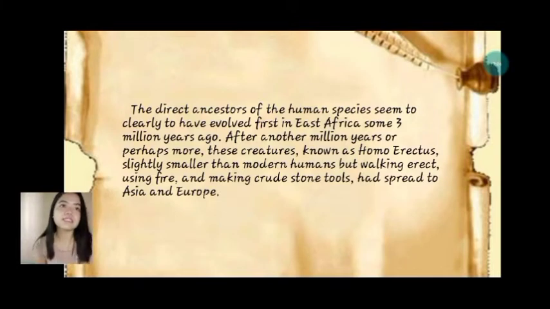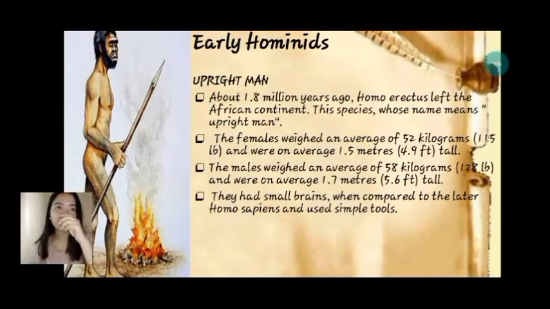So, the direct ancestor of the human species seems clearly to have evolved first in East Africa some 3 million years ago. After another million years ago, or perhaps more, this creature is known as Homo erectus. This Homo erectus is slightly smaller than modern humans, but walking erect, using fire, and making crude stone tools had spread to Asia and Europe. So, yan. Yung picture is the upright man.